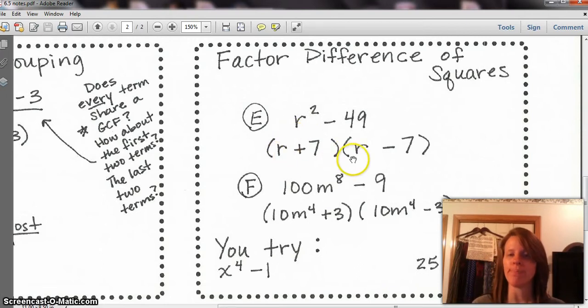Oh, r. I had to square r to get r squared. So that's my first term. What did I have to square to get 49? 7. So 7 is going to go in here. And you have an addition and you have a subtraction factor. And that's your answer.